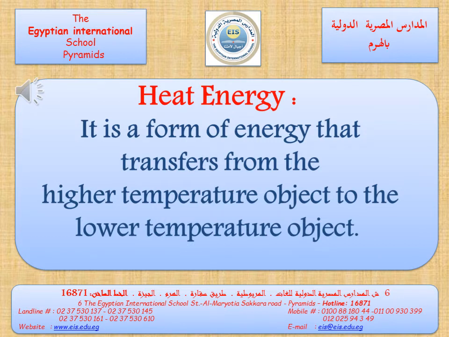We know before that there are many forms of energy. Heat energy is one of the forms of energy, and it is transferred from the higher temperature object to the lower temperature object. Again, what is the definition of heat energy? Heat energy is a form of energy, one of the types of energy, that transfers. The heat energy transfers from what to what? From the high temperature to the low temperature.